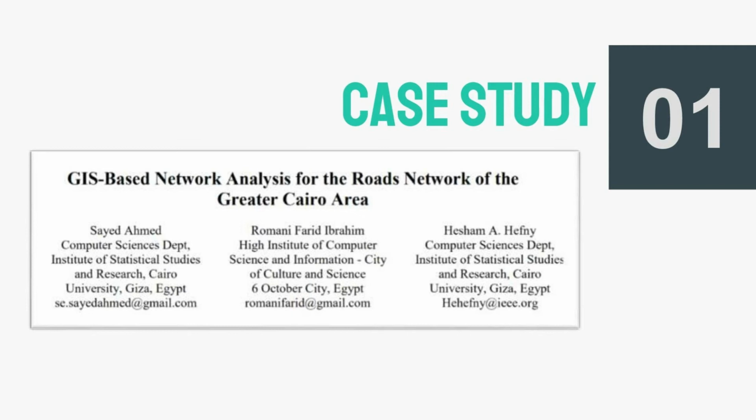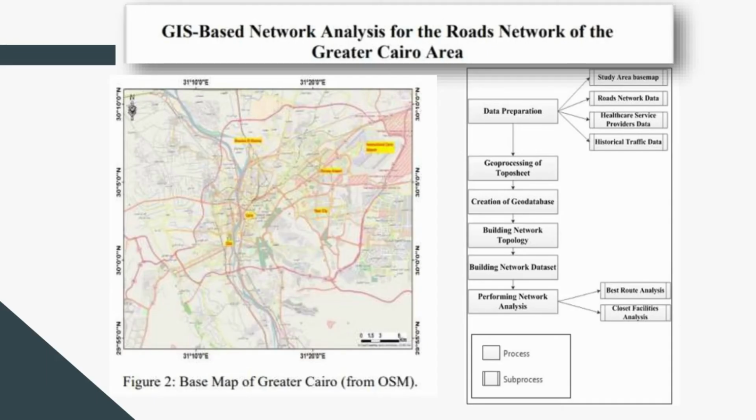The main purpose of this paper is to provide an enhanced network analysis that uses the capabilities of GIS to identify the best route from the location of an incident for any healthcare service providers in the Greater Cairo metropolitan area. These figures show the base map of Greater Cairo, which is extracted from the OSM in QGIS, and the flowchart of the methodology employed for this paper.